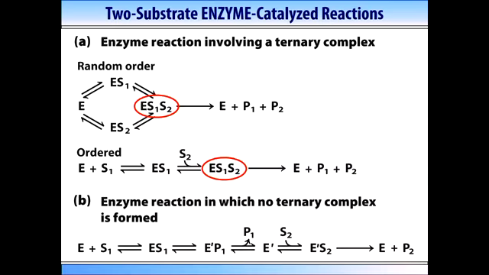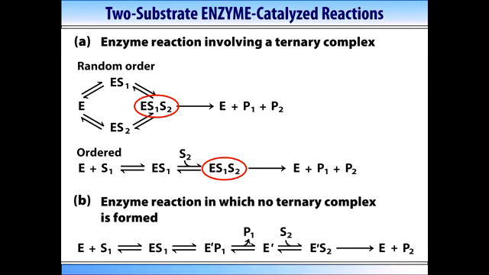The difference between random and ordered is that here it doesn't matter whether S1 binds first or S2 binds first. They can bind in any order. But in the ordered example, substrate 1 needs to bind first, then the enzyme-substrate 1 complex is formed. That predisposes the enzyme or forms a new binding pocket for substrate 2, so that substrate 2 can bind. And this ternary complex can be formed, which is then decomposed to the products. This is usually the case with enzymes where two groups are chemically merged together or transferred.